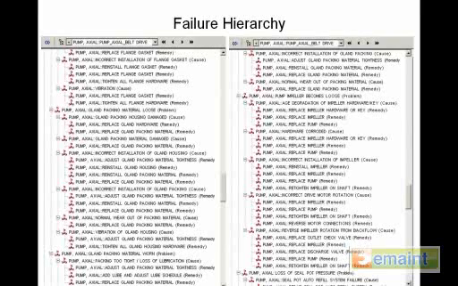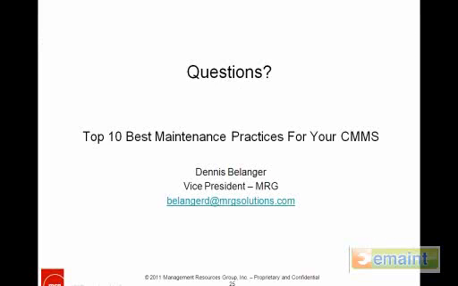So I'd strongly suggest looking at that failure hierarchy structure and using it within your system. Again, these types of things can be pre-purchased. You don't have to build these hierarchies yourself. I hope you found this interesting and some helpful points and comments, and if anybody's got any questions, I'd be happy to answer them.